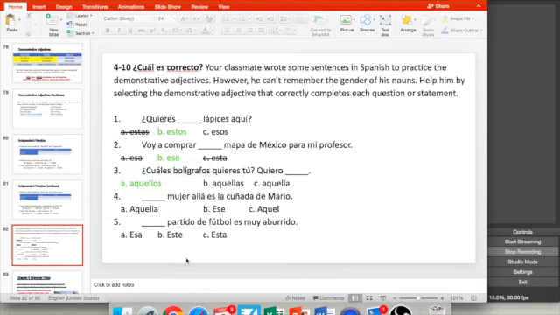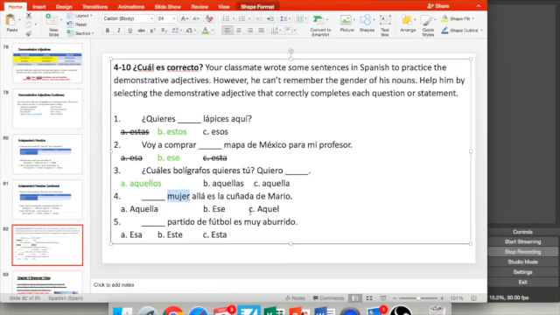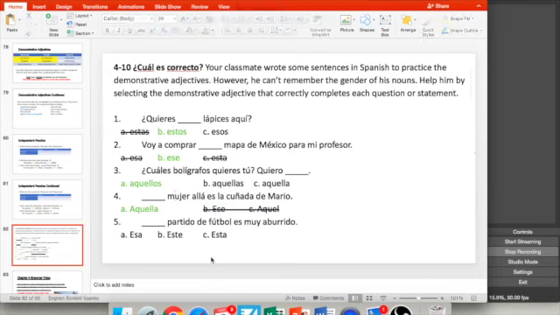Number 4, blank mujer allá es la cuñada de Mario. So blank woman over there is the in-law of Mario. So that woman over there, we know we're talking about a woman, a mujer, which is feminine. So we can't use aquel or ese because both of those are masculine. We need aquella. We need something feminine because we're talking about a mujer, a woman.